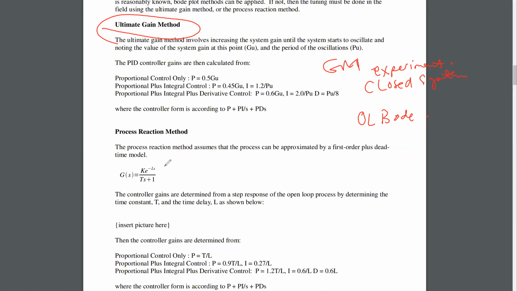Okay. The process reaction method, you give a bump to the open loop system and look at the response and then get your data that way. And that assumes that the system is first order plus dead time, which is represented by that style of transfer function where this E term on the top is representing the dead time.